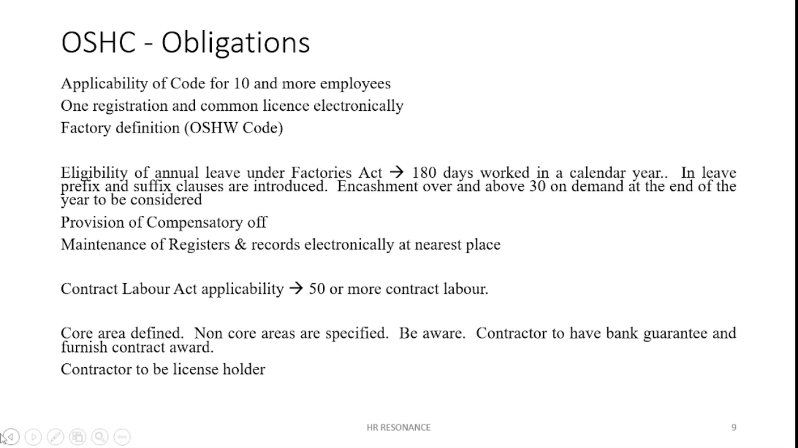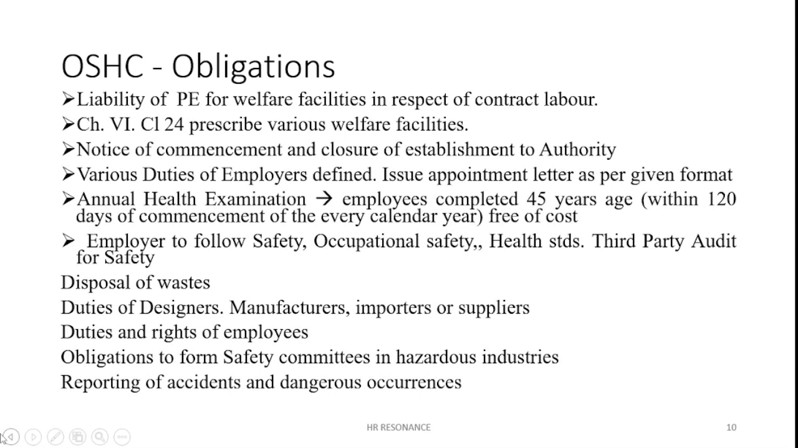This is one of the announcements to the advantage of the employer. And for the first time, core areas are defined as far as contract labor management is concerned. Non-core areas are also specified. Be aware. The contractor is to have a bank guarantee and furnish the contract award. This is a new provision. And the contractor is to be a license holder. Otherwise, the employer will face consequences, because the contractor is now made an employer.